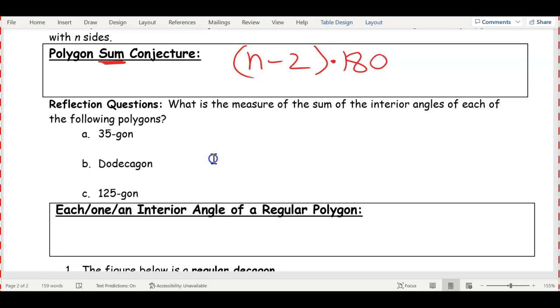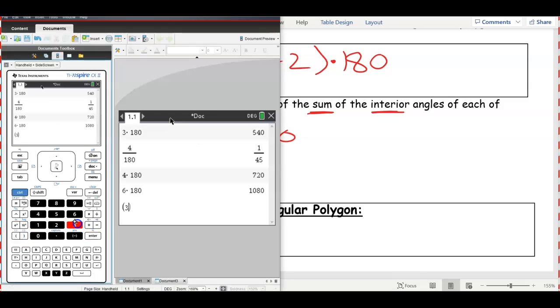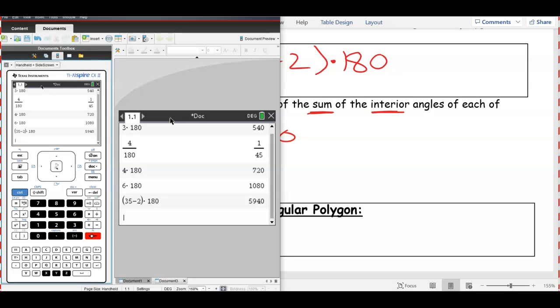35. It's in the name, right? So here's what we're going to do. We're going to replace n with 35. So here we go. 35 minus 2 times 180. That is the sum of the interior. Okay, so I can go to my calculator and do 35 minus 2 in parentheses times 180. I get 5,940.